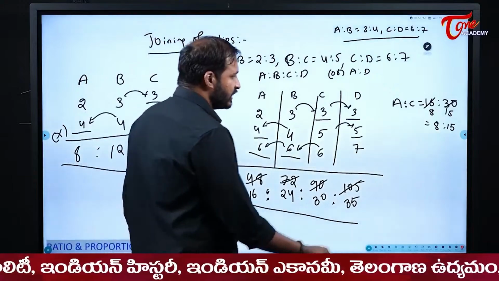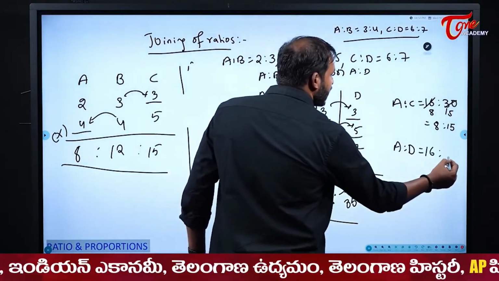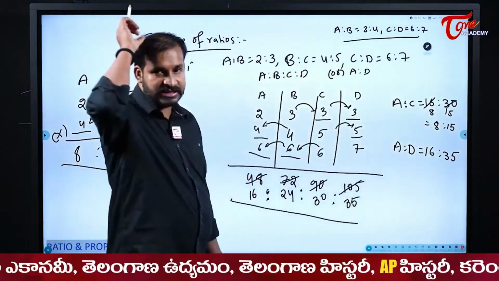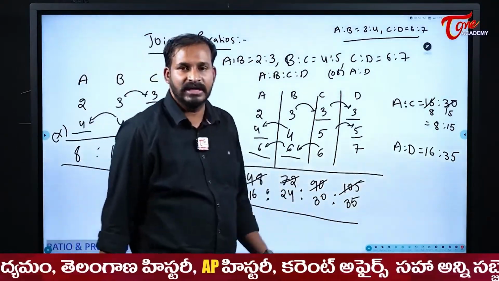Now see here, 16 is to 35. A is to D means what? 16 is to 35. Can I cancel them? No, I cannot cancel them. Why? Because 16 and 35 are co-primes here. So we cannot do anything. We will write the same thing as A is to D.